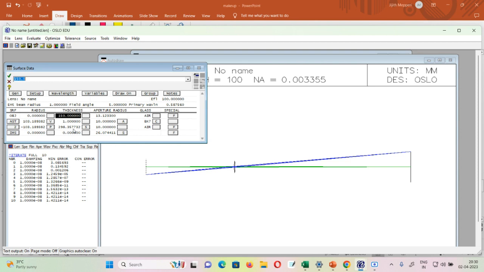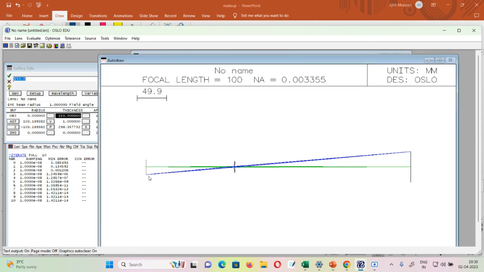So the image is beyond 2f, and you can see that the image is much bigger compared with the size of the object. The object size is 13.12 and the image size is 26.07, so it's almost double. And you can see that the image is inverted. This blue line is going from the bottom and reaching the top, and it is focusing at exactly one place. You can see that it is a real image.